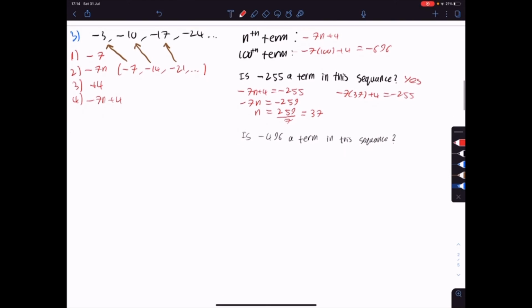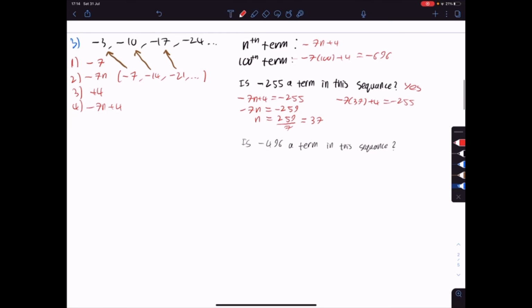Okay, so just one more example along these lines. Is -496 a term in this sequence? Well, if it is, we would be able to write -7n plus 4 equals -496. So let's rearrange for n and see if it's a positive whole number. So again, let's just start off. Take 4 from both sides. We have -7n equals -500. Now divide both sides by -7.